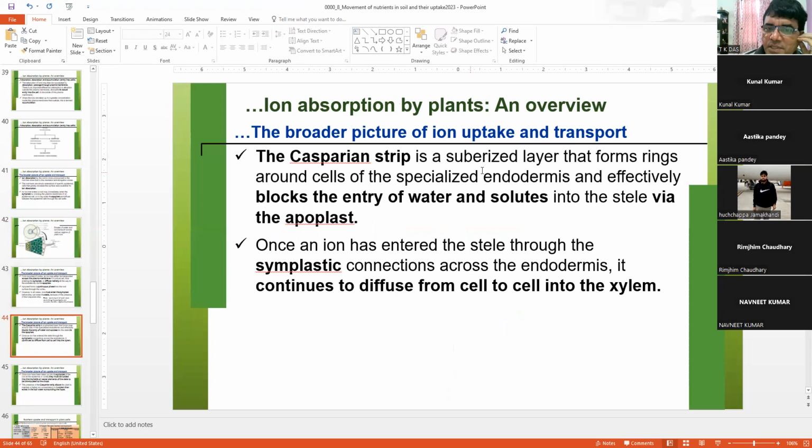The Casparian strip is a suberized layer that forms rings around cells of the specialized endodermis and effectively blocks the entry of water and solutes into the stele via the apoplast. This forces you to go into the symplast now. This Casparian strip.